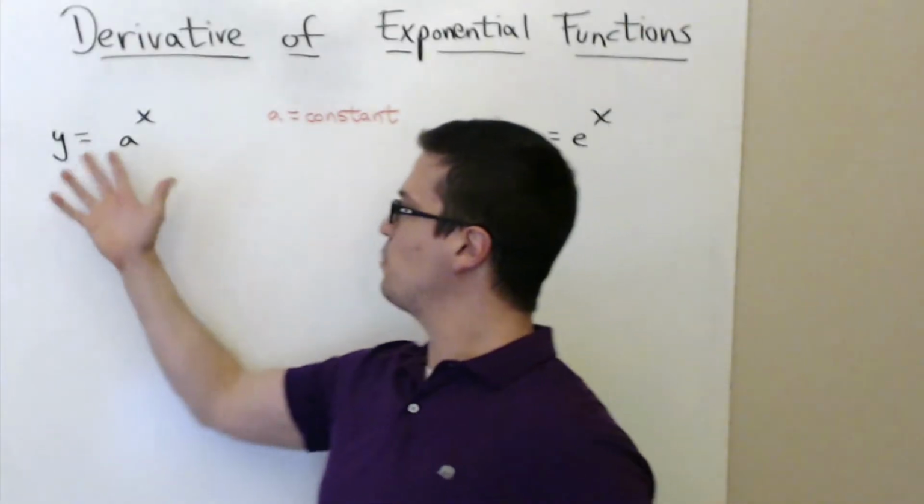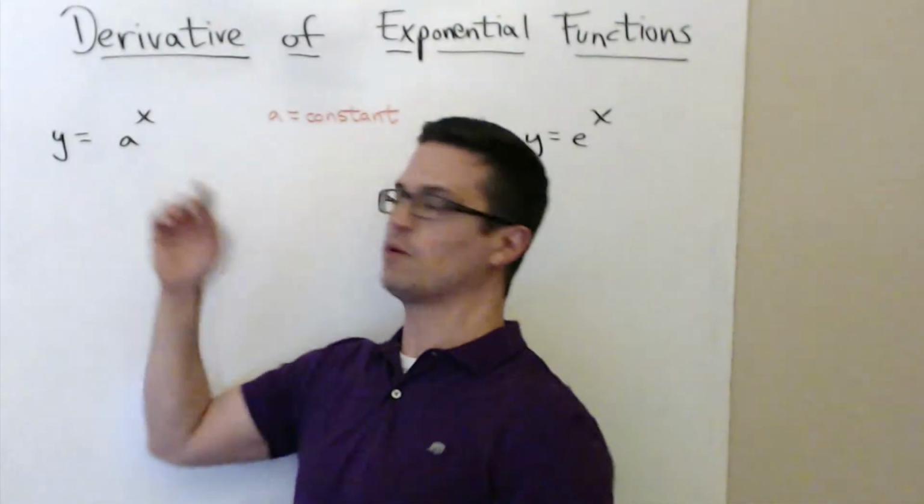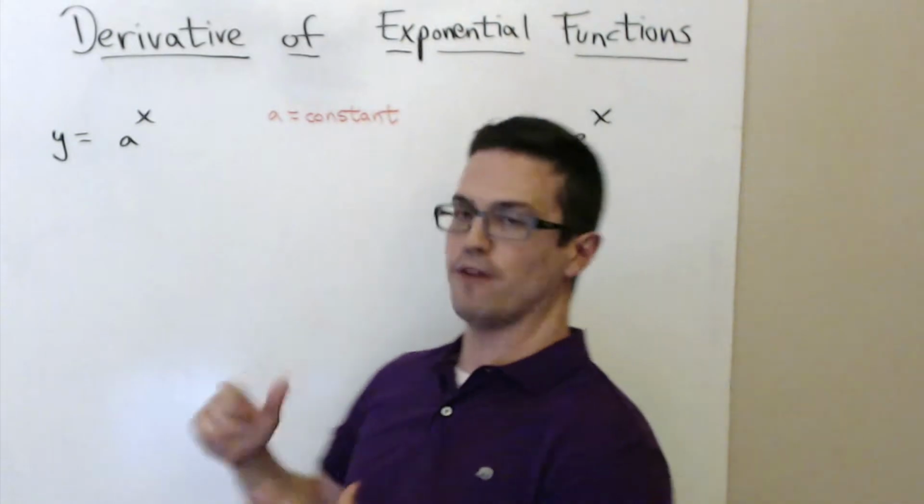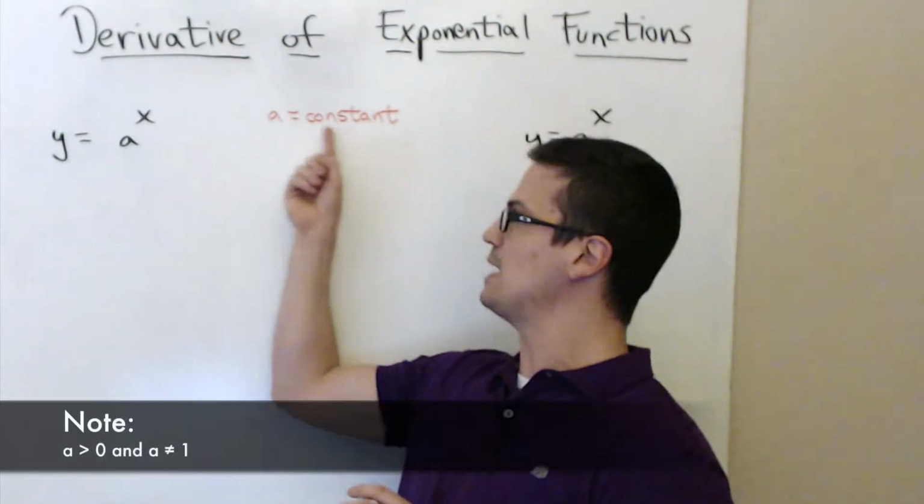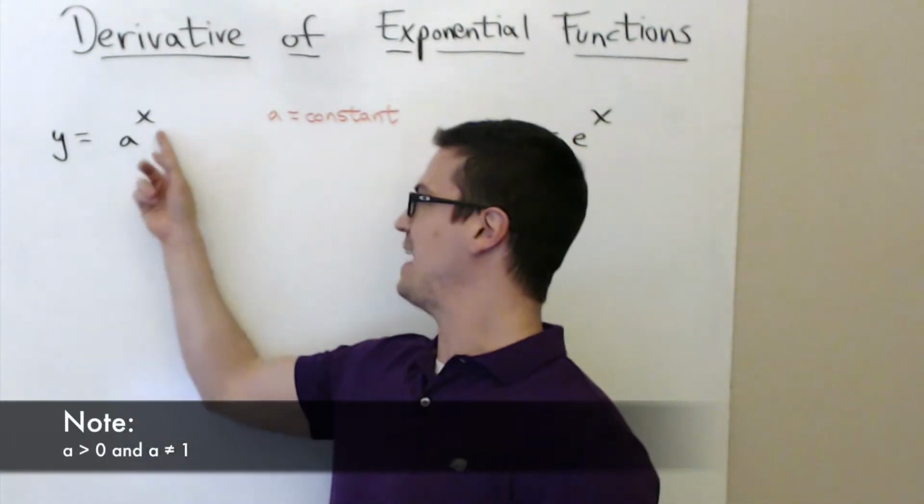So here is basically what an exponential function looks like. We have y equals a to the x. Now with an exponential function, you'll notice that this a right here represents a constant, so a equals a constant. And the x is the exponent.